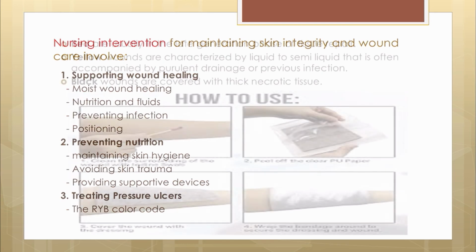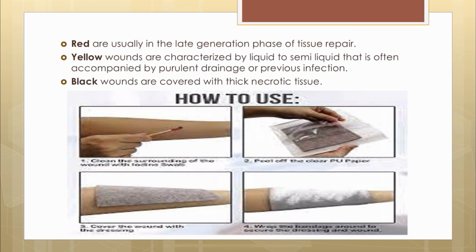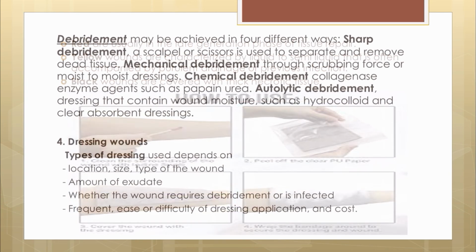Under treating pressure ulcers, the RYB color code: R stands for red, usually in the late regeneration phase of tissue repair. Y stands for yellow. Wounds are characterized by liquid to semi-liquid drainage that is often accompanied by purulent drainage or previous infection. Black wounds are covered with thick necrotic tissue. This picture below shows how to use the universal wound or incision dressing. So that is how to dress different parts of your body that have wounds.